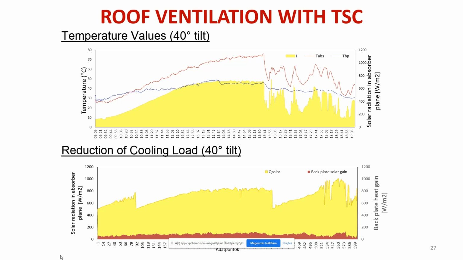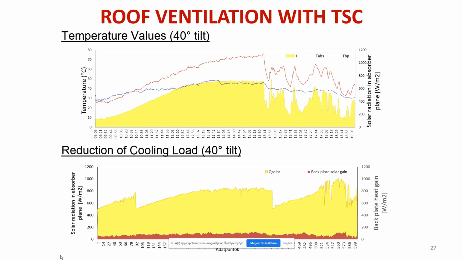The collector's temperature, so the absorber's temperature, reached up to 75 degrees or even more. However, the backplate didn't reach higher than 45. And why is this the case? It is because there's this decoupling effect between the absorber and the backplate in this ventilated air gap, and it's just naturally ventilated. So in this case, the fan was off.